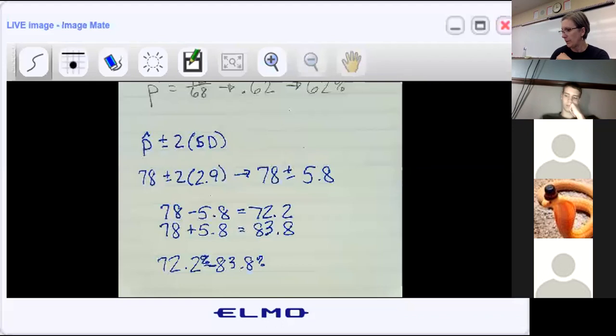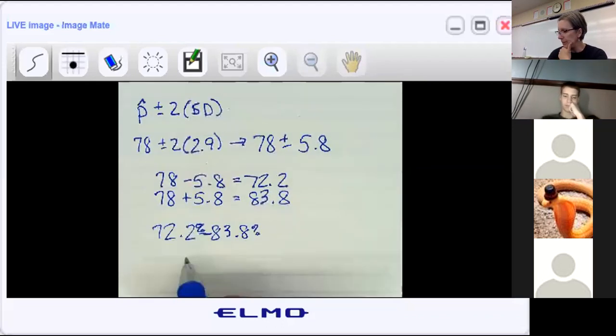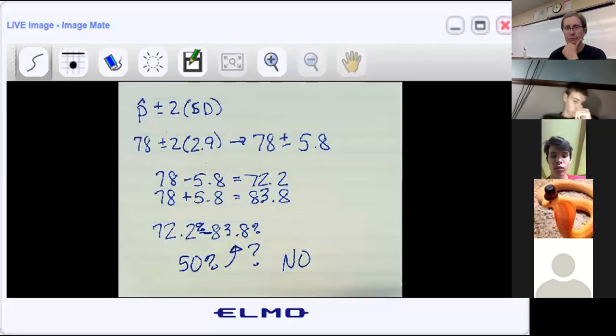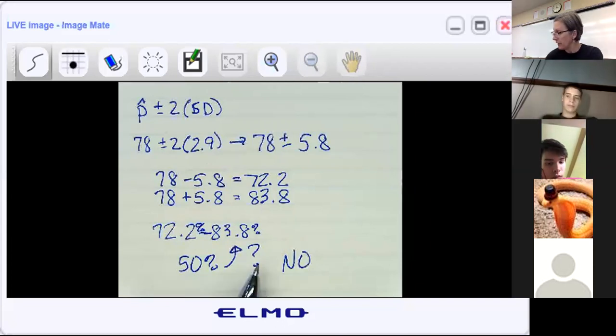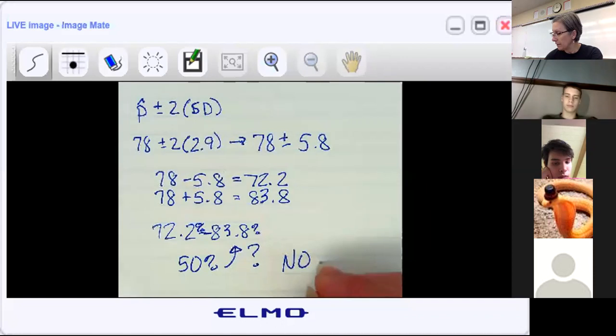I'm going to go back to my document camera real quick, because here, if I compared the 50% to this, is 50% in that interval there? Does 50% fall within that interval? No. Right, because the lowest number here is 72 and 50 is below that, right? So because 50% is not in that interval, then there is statistical significance.